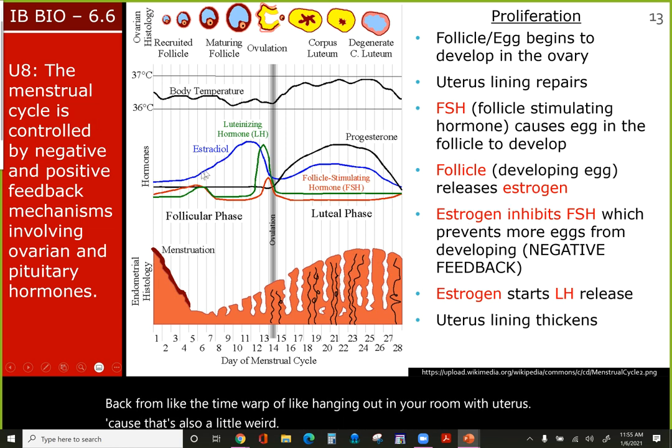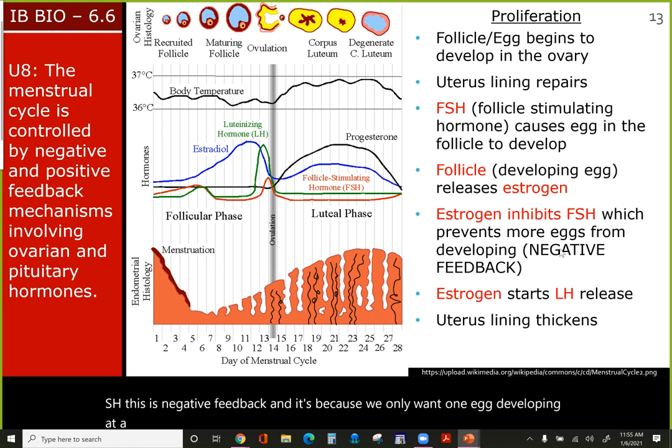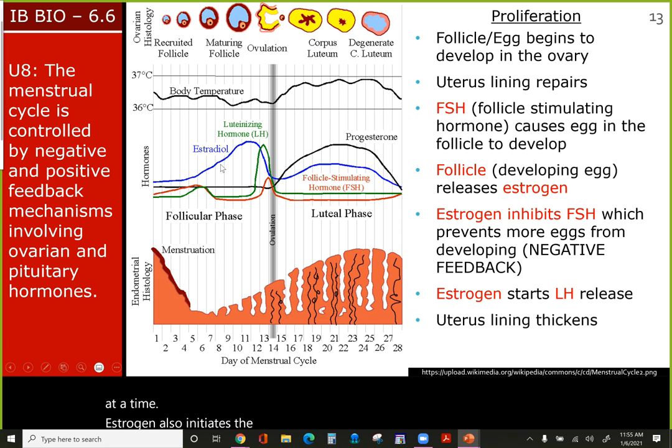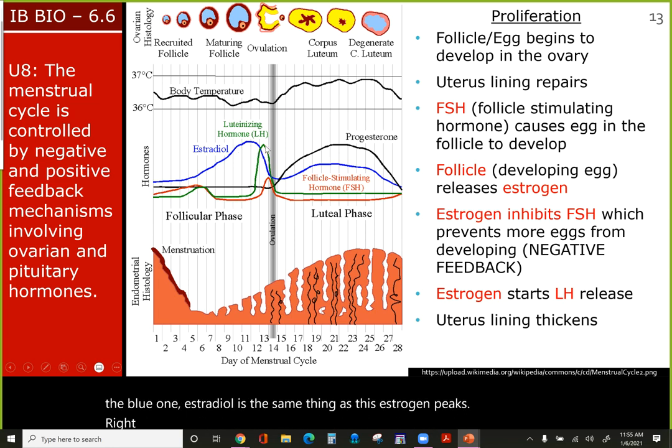That high level of estrogen prevents FSH. This is negative feedback, and it's because we only want one egg developing at a time. Estrogen also initiates the release of LH. And you can see that as this estrogen, the blue one, estradiol is the same thing, peaks, that's causing LH to peak. So a peak in estrogen causes luteinizing hormone to spike.